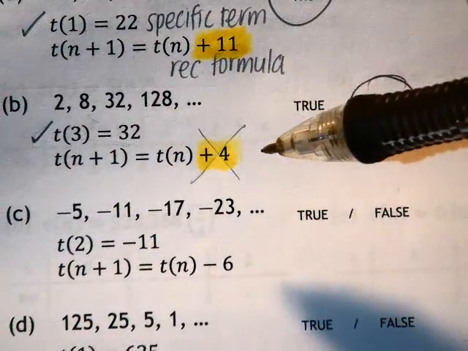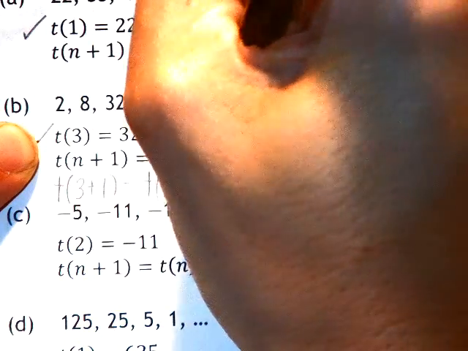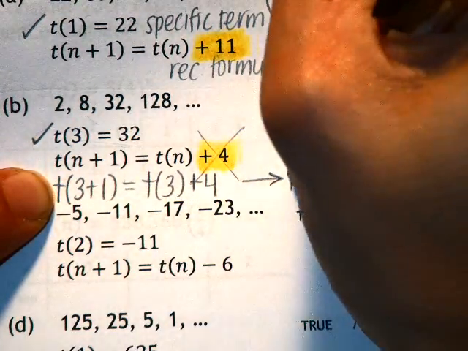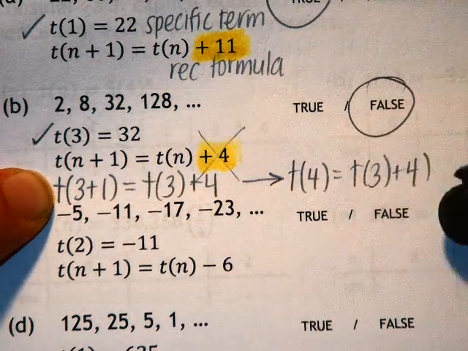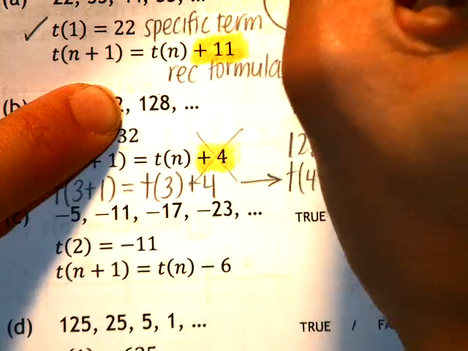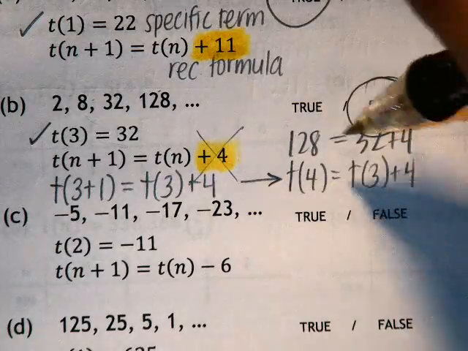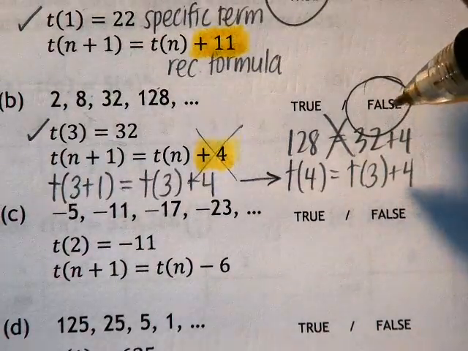Now, you could prove it to yourself by plugging in the equation. You could say t of, let's just use what they give us, 3 plus 1 equals t of 3 plus 4. And then we can check that t of 3 plus 1 is t of 4 equals t of 3 plus 4. And then I could plug in some actual numbers here. T of 4 is the 1, 2, 3, 4th term, so 128 equals t of 3, which is 32, plus 4. And that's not true. 128 is definitely not 32 plus 4. So we can tell that is not true, therefore it is false.